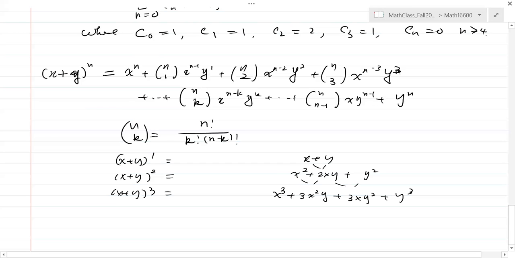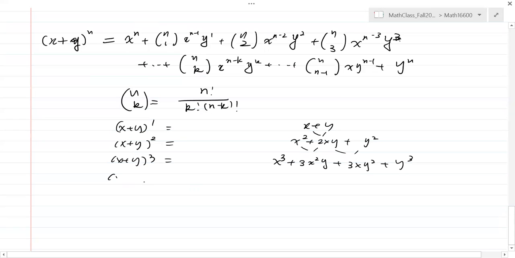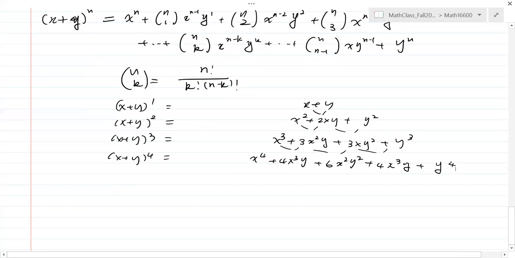This is how we get the numbers. For x plus y to the fourth power, 1 plus 3 is going to be 4, and then 3 plus 3 is going to be 6, and 3 plus 1 is 4, and then y to the fourth power. So just keep going and you can get all the coefficients. So it's easy to get x plus y to the fifth. If we expand it, we can get all the coefficients.